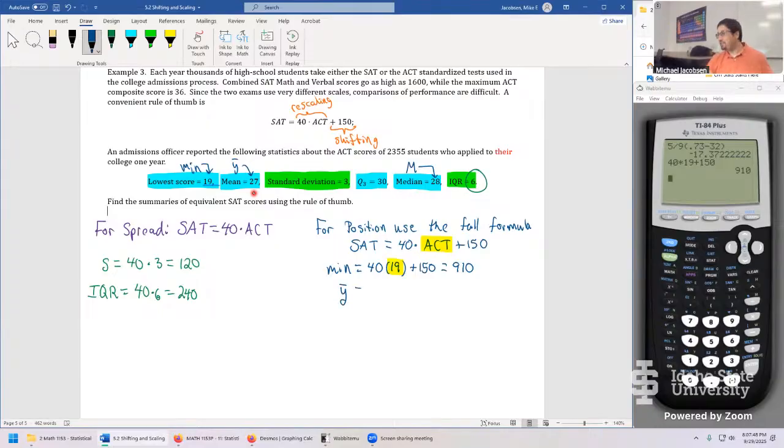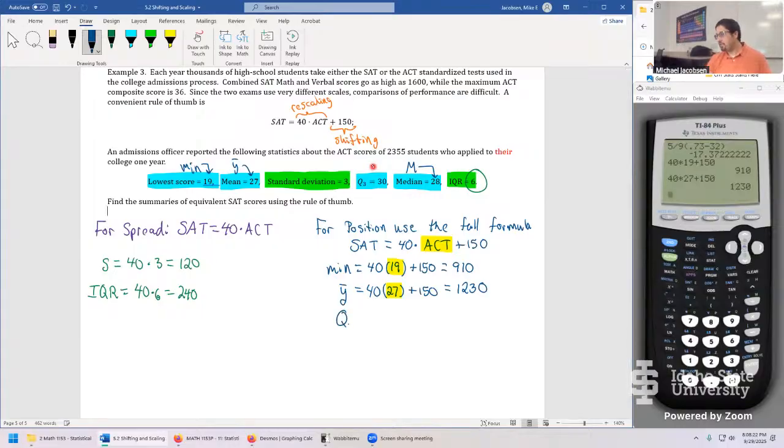Okay, trying it out again. Y bar, take 40 times that value, which was 27, then add 150. So the mean SAT score by the rule of thumb is going to be whatever that comes out as. 40 times 27 plus 150. And we're up to 1230 as an SAT score mean. And just 2 more to go.